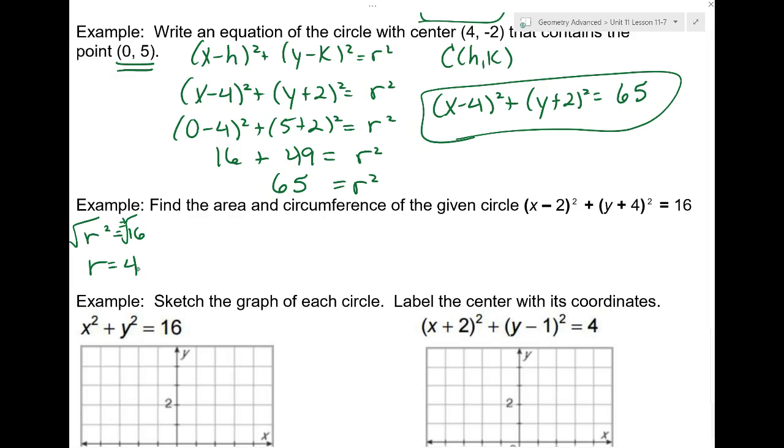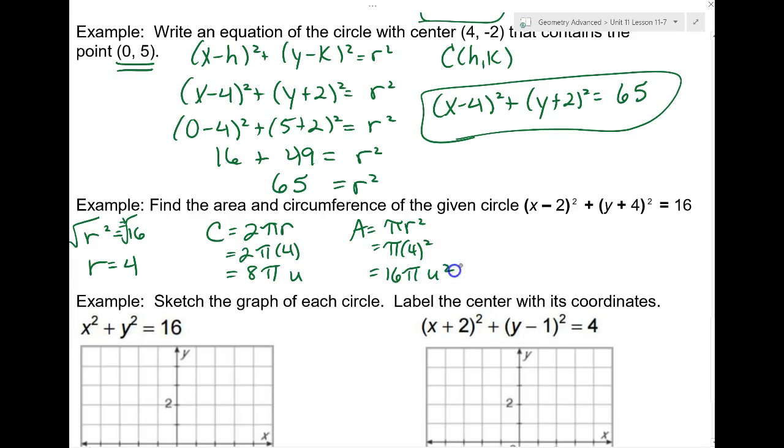Do I still want you to always write your formulas down? Yeah. So your circumference is going to be 2 pi times the radius. So we get here 2 pi times 4. So it's 8 pi units, since we're doing this and it's labeled, they didn't tell us otherwise. The area formula is what? Pi r squared, right? So I go pi times 4 squared. That's 16 pi square units.